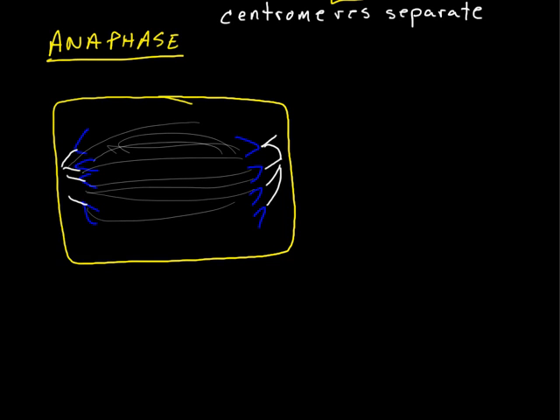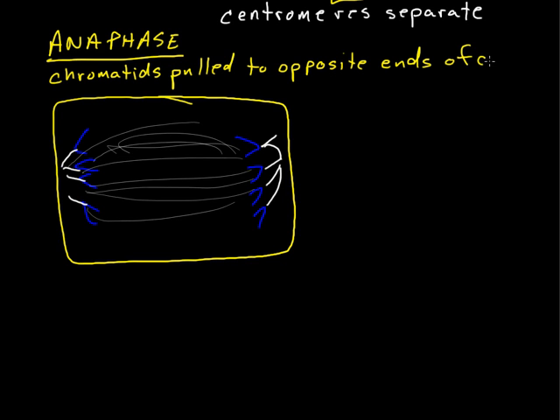And so you could write for anaphase that the chromatids are pulled to opposite ends of the cell. So anaphase pulls them to opposite ends, because the next step is going to divide this cell physically in half, and that is called the telophase.